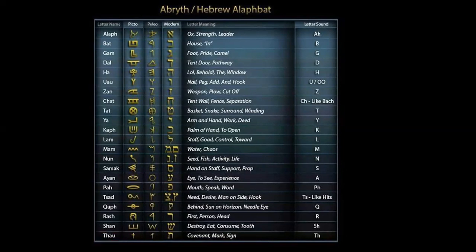For some contexts, they have removed the TH representation of the thou and simply placed T similar to the tat, but the thou is represented as TH, thou. Today's lesson, we will be focusing on the second letter, the bat.